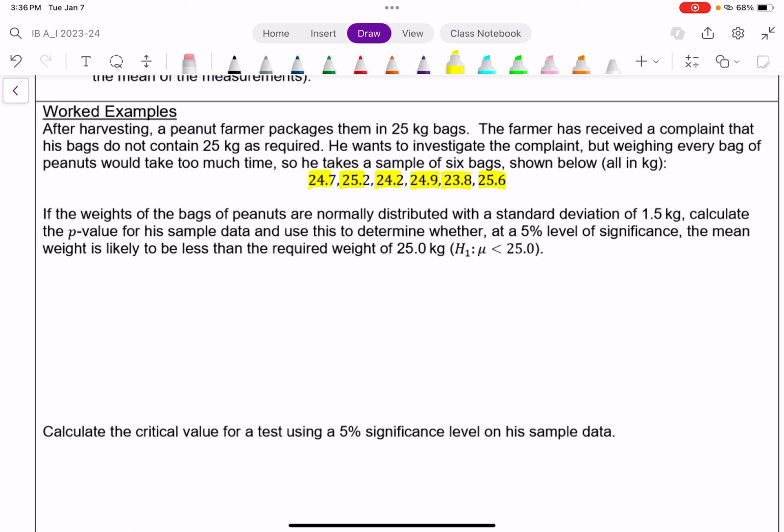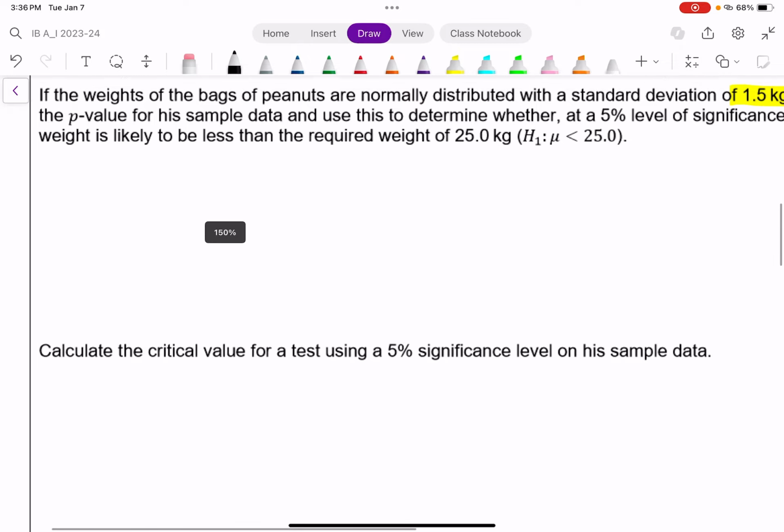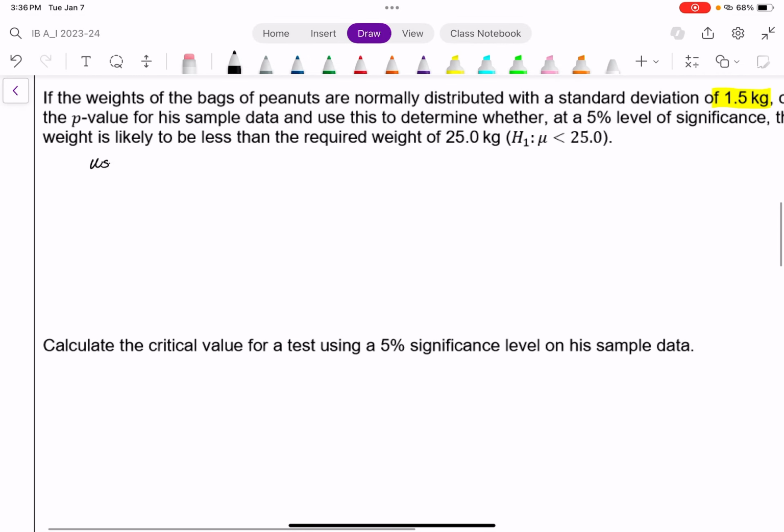So it says here, if the weights of the bags of peanuts are normally distributed with a standard deviation of 1.5 kilograms, so we know right now we're going to use the Z test, calculate the p-value and use this to determine whether, at a 5% level of significance, the mean weight is likely to be less than the required weight. First thing we want to do, like I mentioned, is use a Z test because we know the standard deviation. In fact, I'll even write it in. We know the standard deviation of the population is 1.5 kilograms.